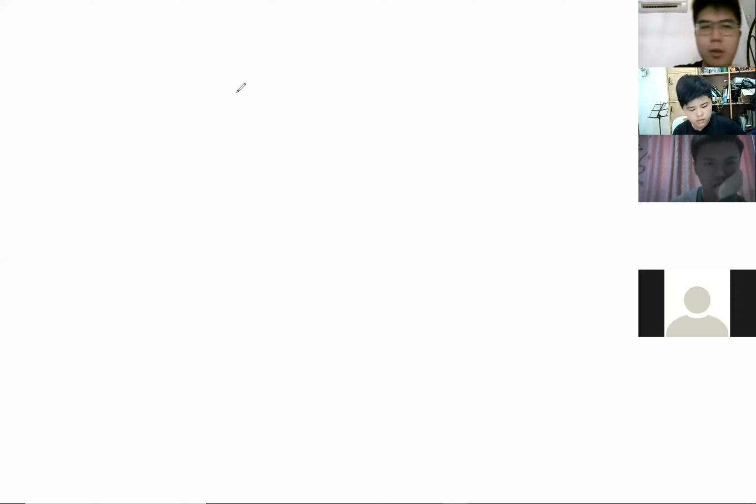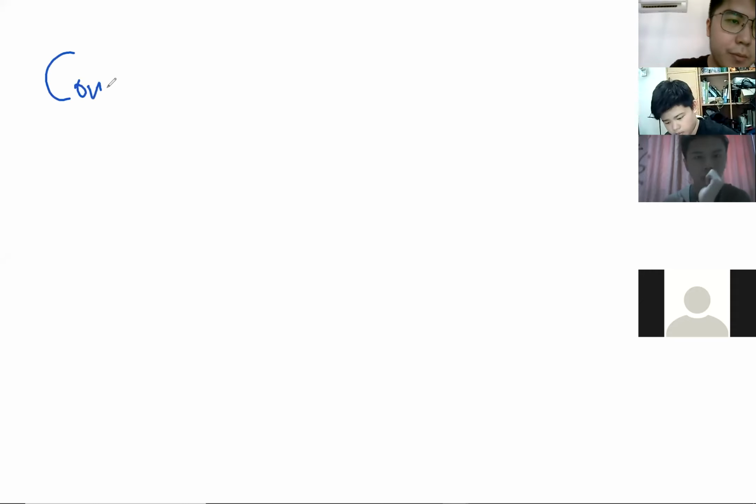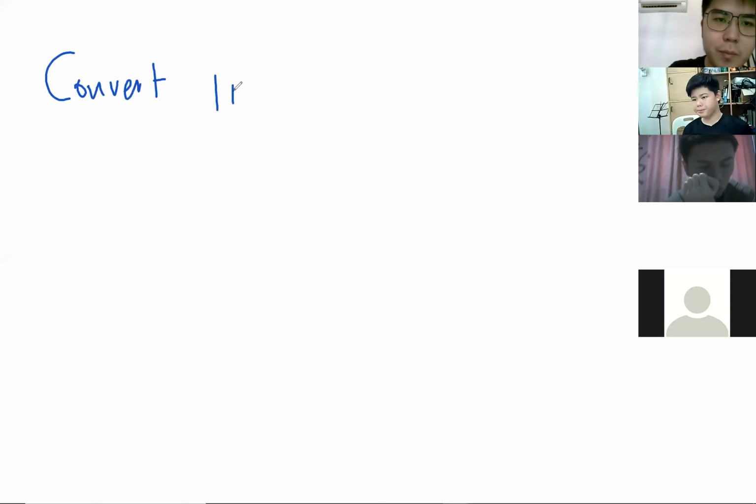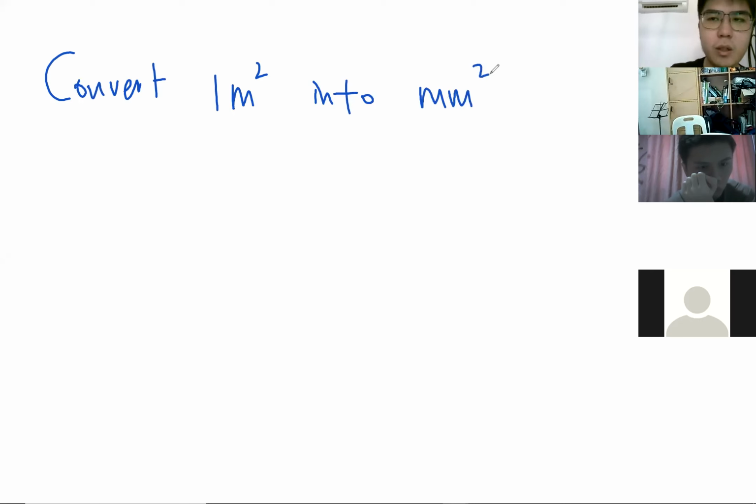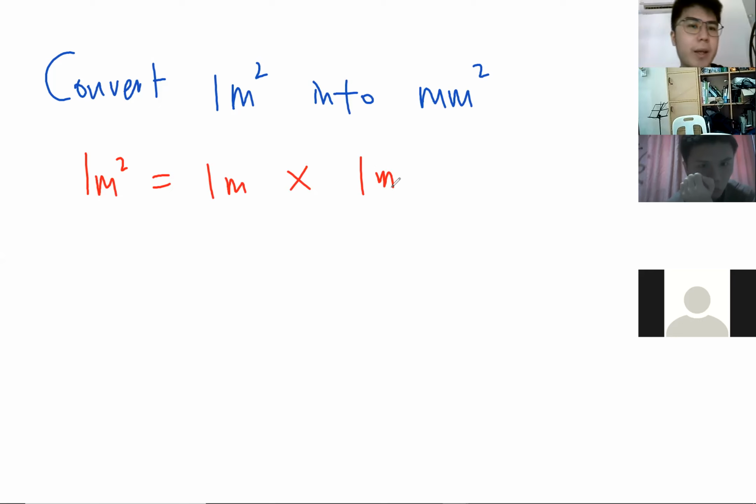Now, just now we talked about converting square numbers. Convert 1 meter square into millimeter square. Now this is new, everybody. This is different from the previous one. Meter square into millimeter square, how do we do this? First you break it down. 1 meter square is equal to 1 meter times 1 meter, because meter times meter, you get meter square.